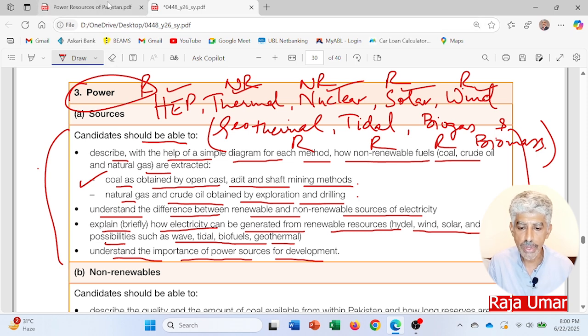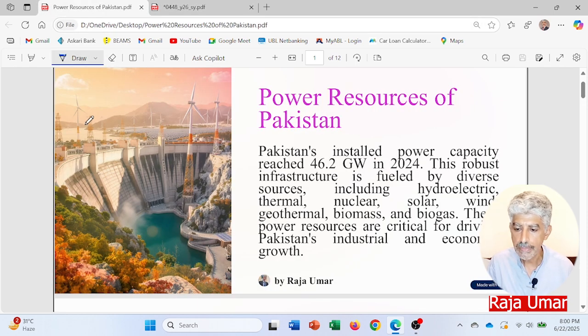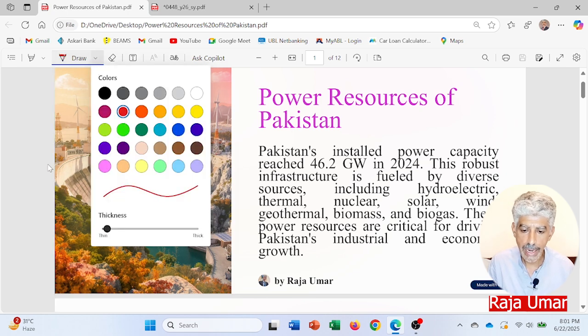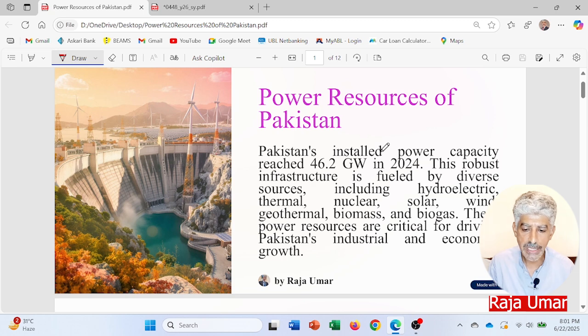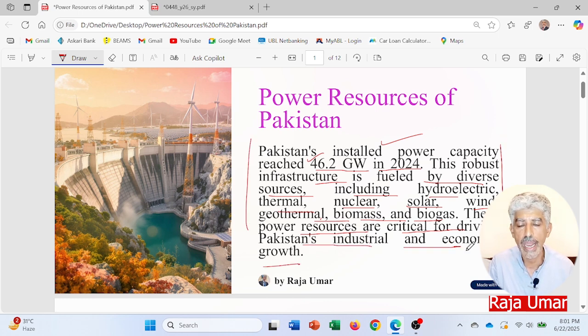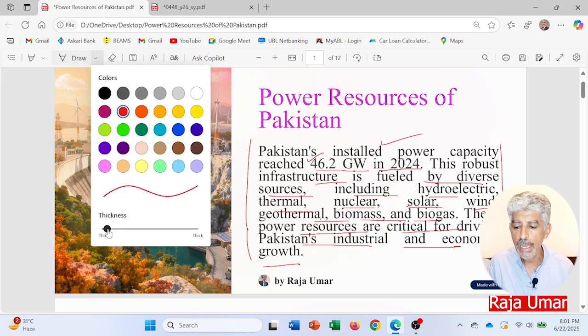Now moving on, here we have the power sources in Pakistan, and Pakistan's installed power capacity reached 46.2 gigawatts in 2024. This robust infrastructure is fueled by diverse resources, including hydroelectric, thermal, nuclear, solar, wind, geothermal, biomass, and biogas. These power sources are critical for driving Pakistan's industrial and economic growth. So this is the intro on why they are really very important and what are the main methods Pakistan is currently using to generate power to meet the needs of the industry and of the households.